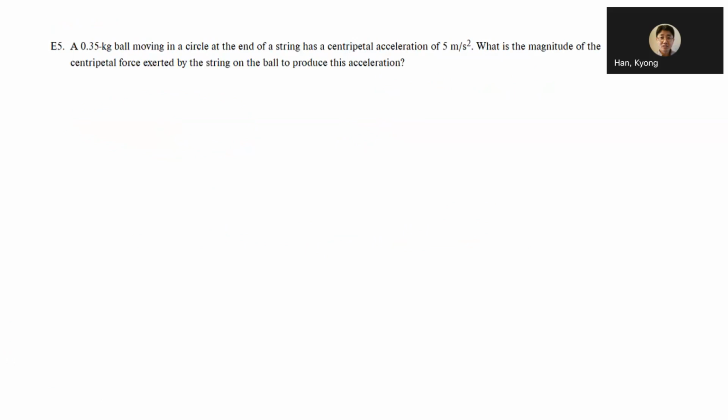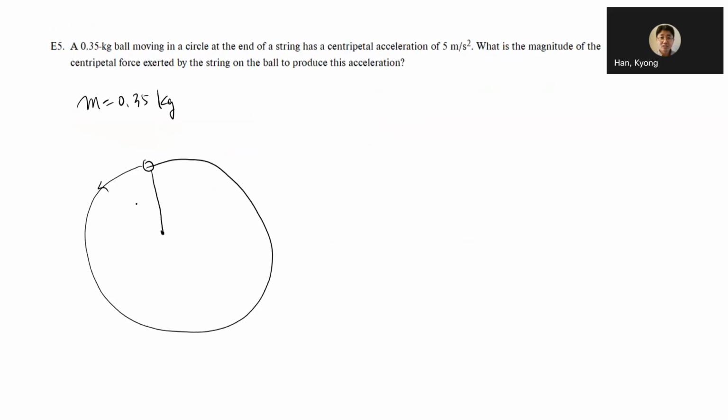The next question, E5. A ball of mass 0.35 kilogram is moving in a circle at the end of a string. The string is rotating like this. The centripetal acceleration a_c is given as 5 meters per second squared. What's the magnitude of the centripetal force? We need to find the centripetal force. We don't know the radius, but we can use Newton's second law.